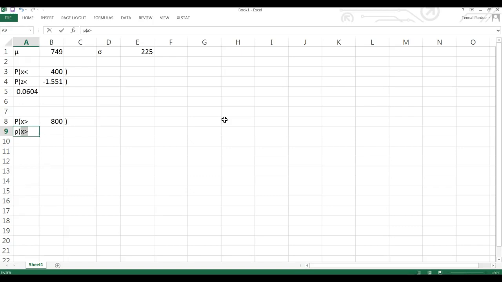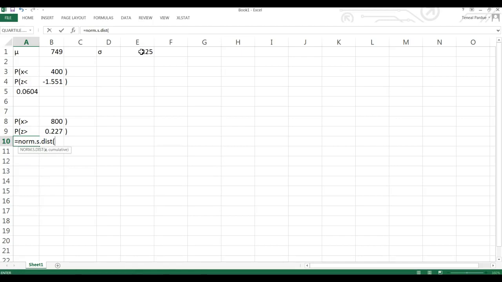So that's the same as the probability Z is greater than. And we'll convert to Z, so we'll take this value of X minus the mean divided by the standard deviation. Close that parentheses.